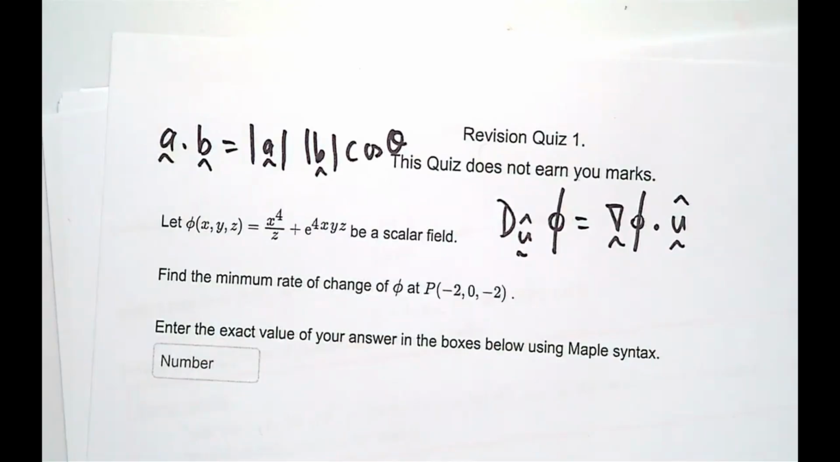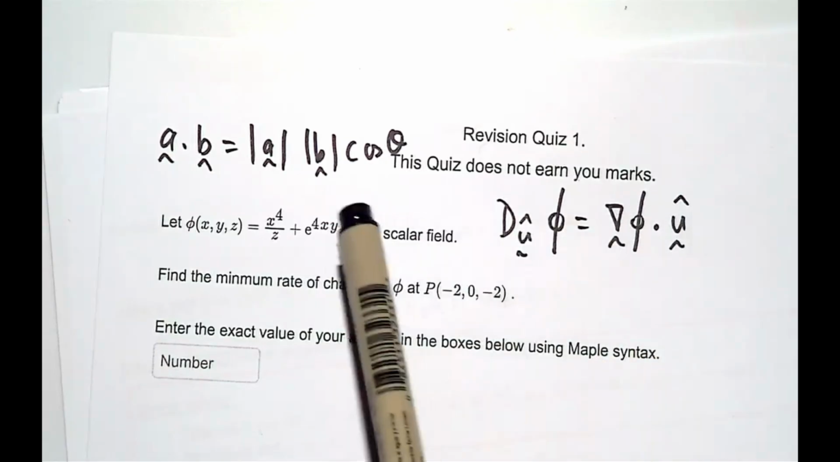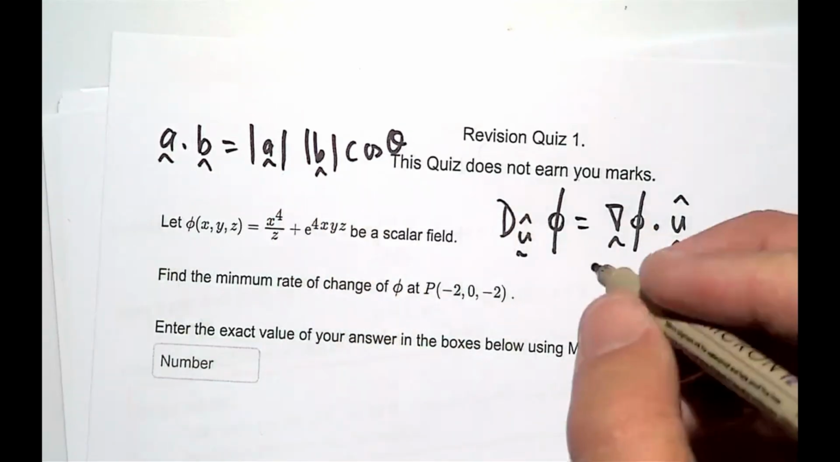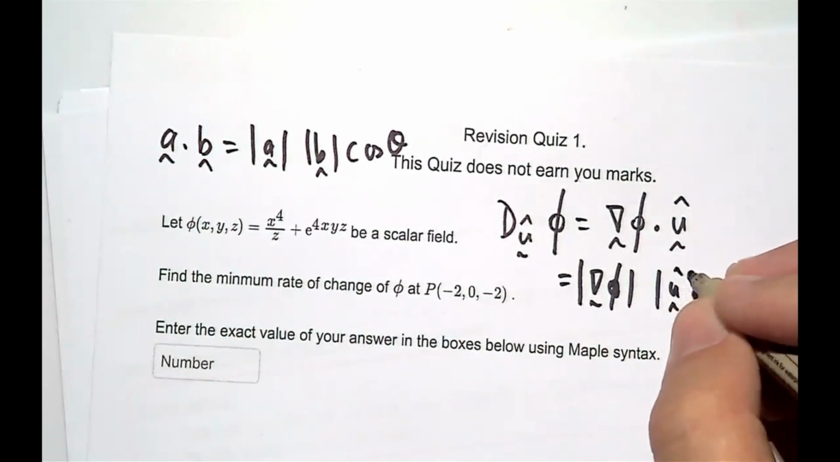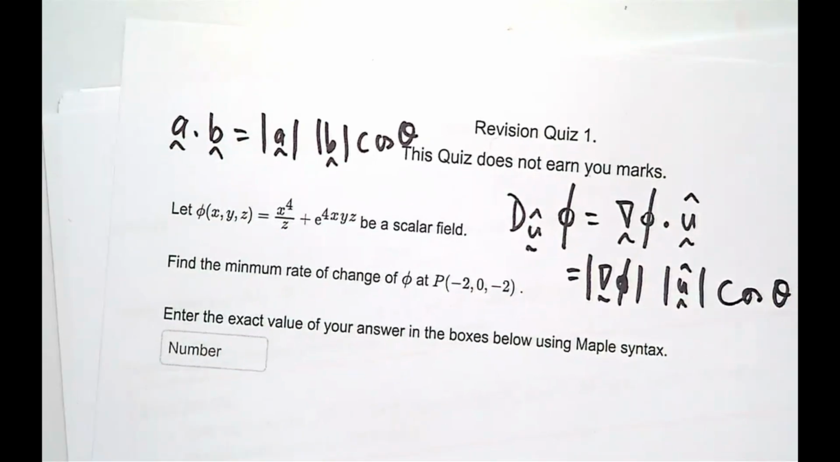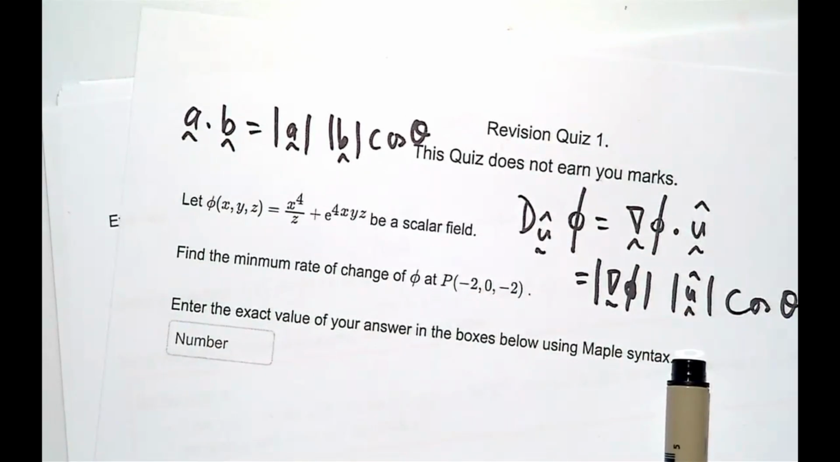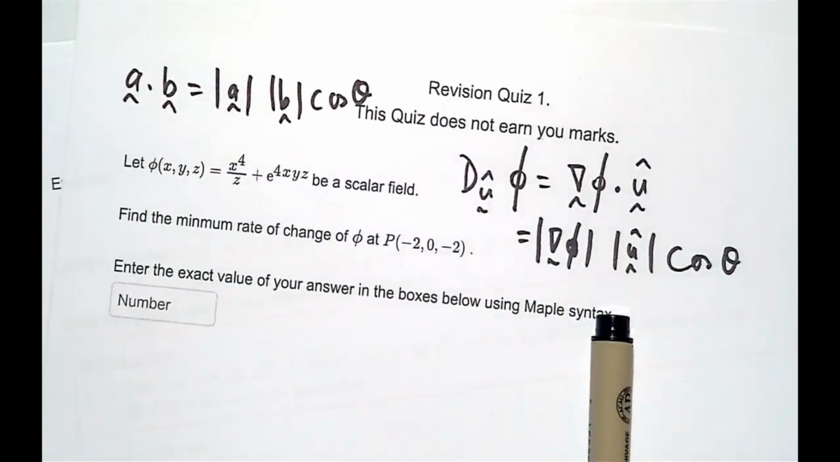Now, because this directional derivative, the way we're computing it, involves a dot product, we can do the same thing. So you've got two vectors here. We can talk about the cosine of the angle between them. So what is the length of u hat? It's just 1, right? It's a unit vector, so it's got length 1.